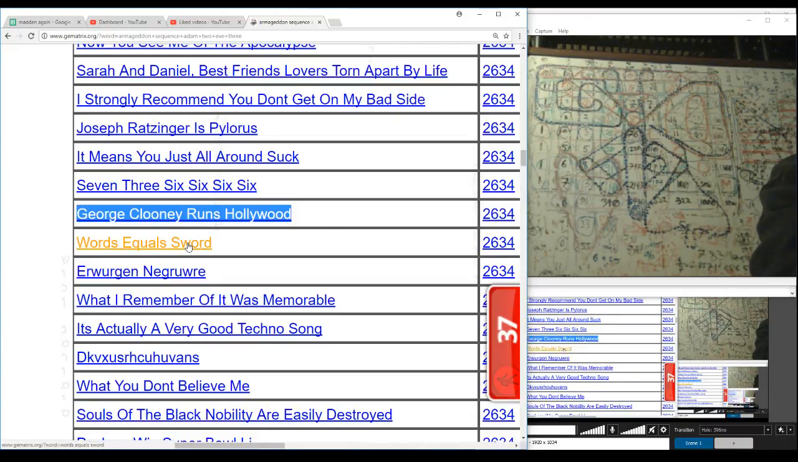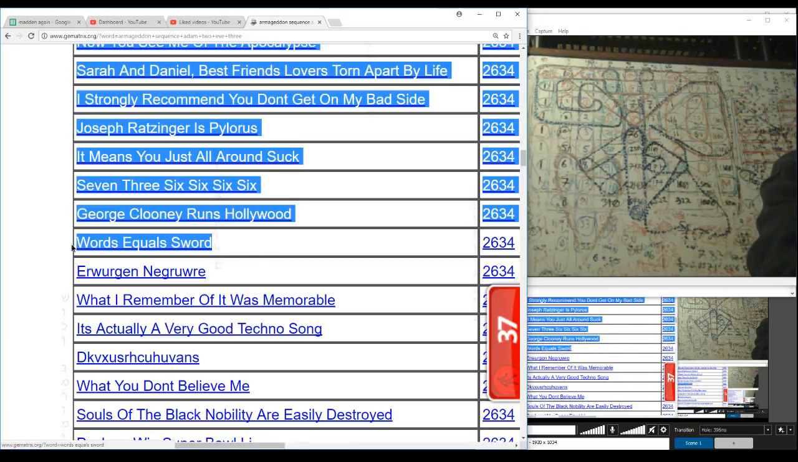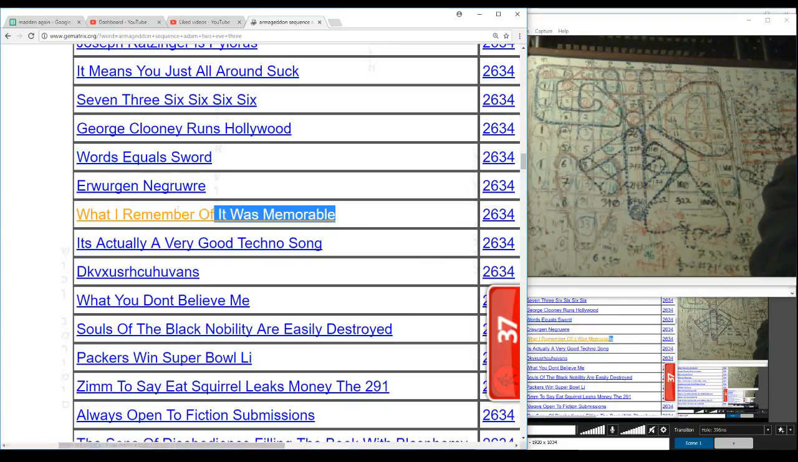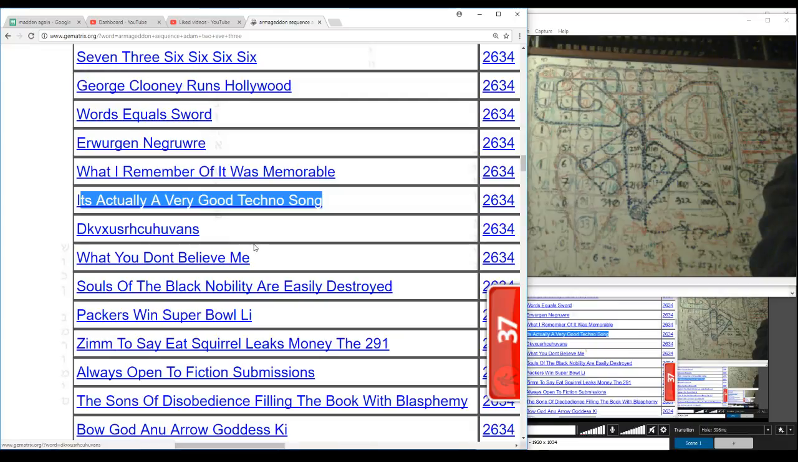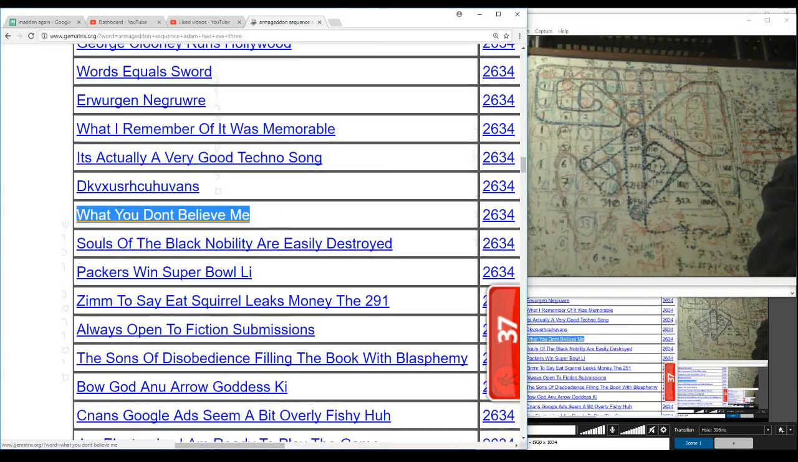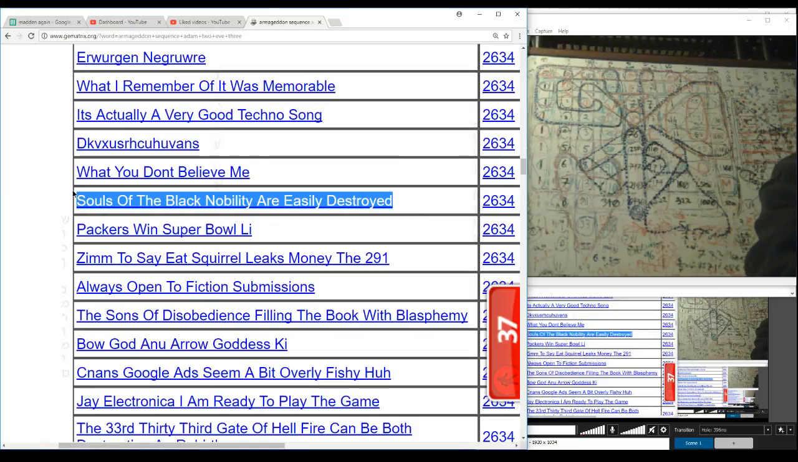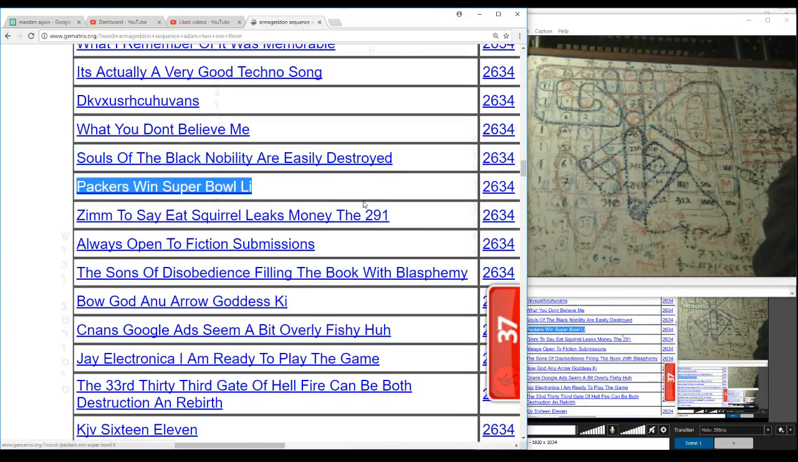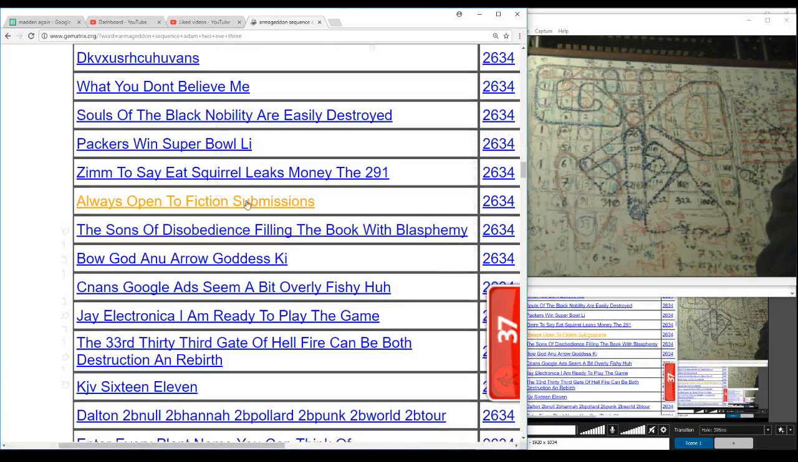George Clooney runs Hollywood. 736666, really. Words equal sword. That's pretty obvious. What I remember of it was memorable. It's actually a very good techno song. What, you don't believe me? Souls of the black nobility are easily destroyed. Okay, sure, I'll take your word on that. Packers win Super Bowl lie. Does that happen yet? Anyway.